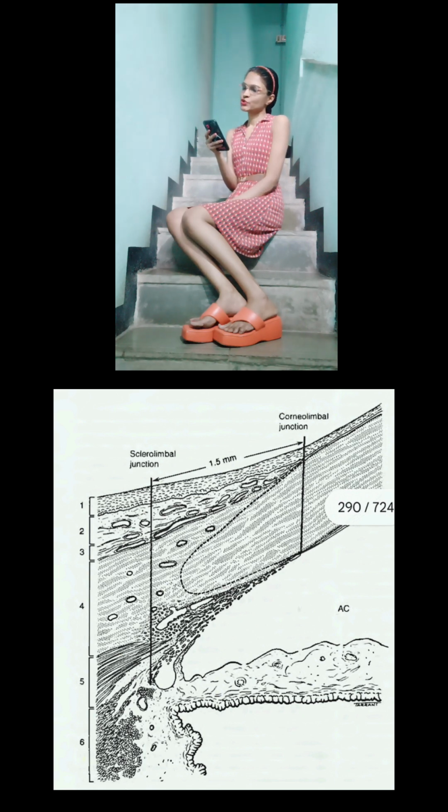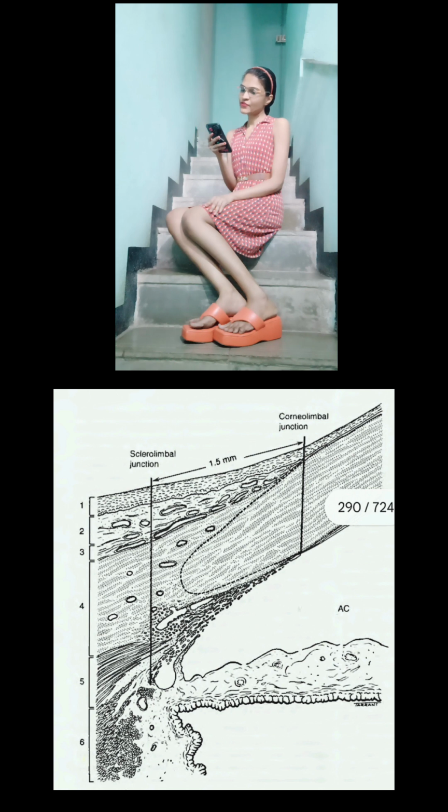Figure 8.2, the limbal region in a human eye. 1. Conjunctival epithelium. 2. Conjunctival stroma. 3. Tenon's capsule and episclera. 4. Limbal or corneoscleral stroma. 5. Longitudinal portion of ciliary muscle. 6. Circular and radial portions of ciliary muscle.